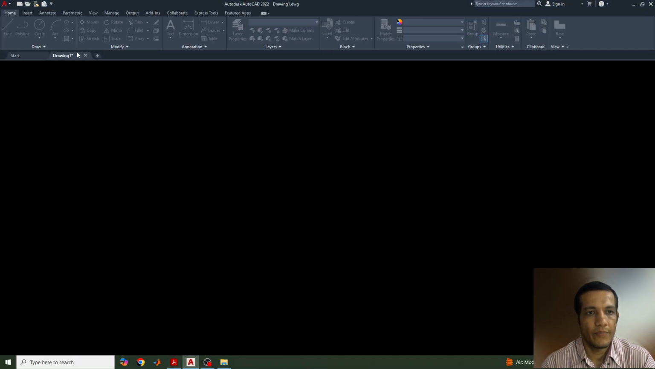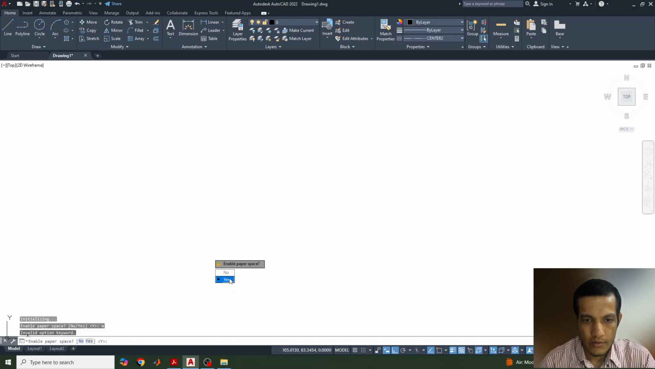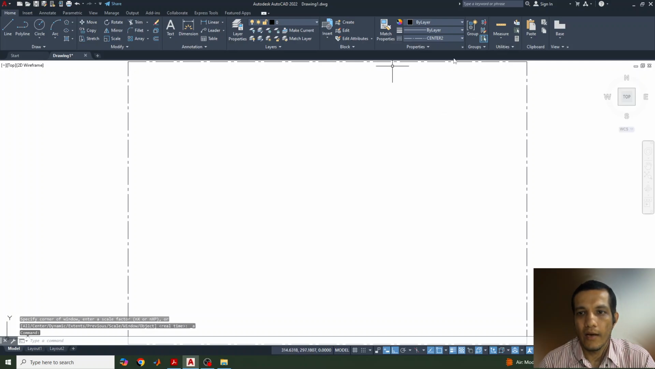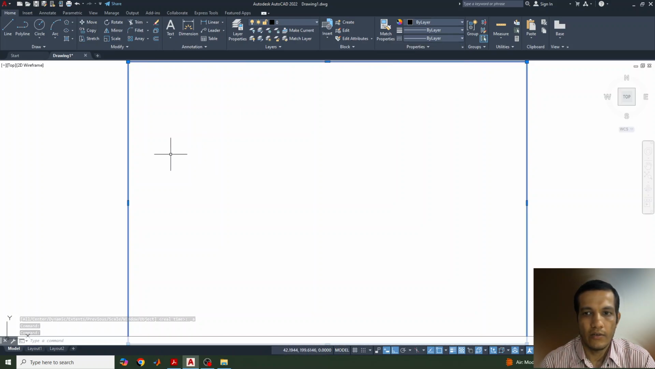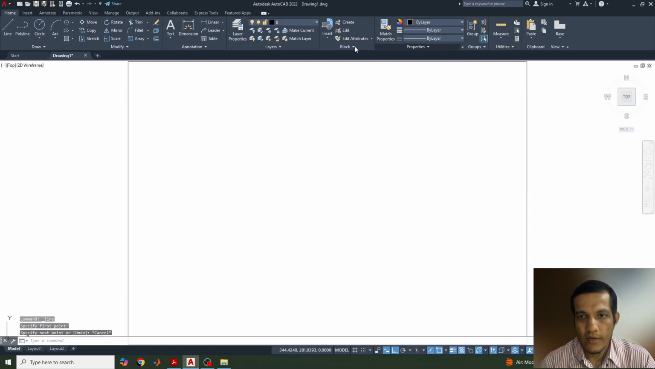Let's go to AutoCAD, and here we need to create a drawing sheet. So MVSETUP, enable paper space no, units metric, type M, scale factor 1, 420 and 297. Why was this dotted line created? Because the center line I have taken here. So I'll change this to ByLayer. Now it came. Okay, now here we need to first draw one line.